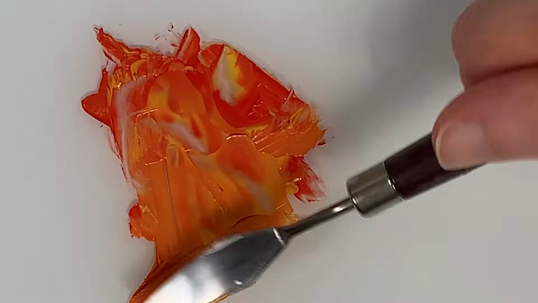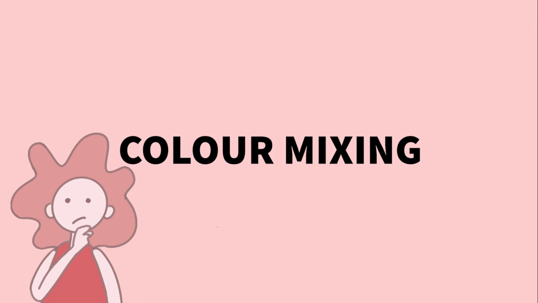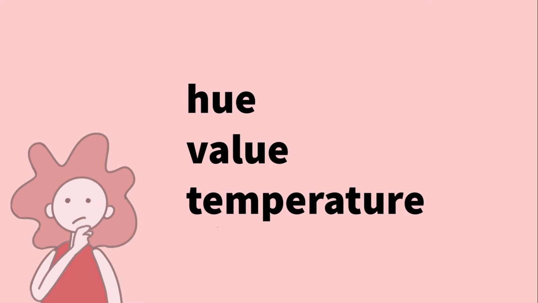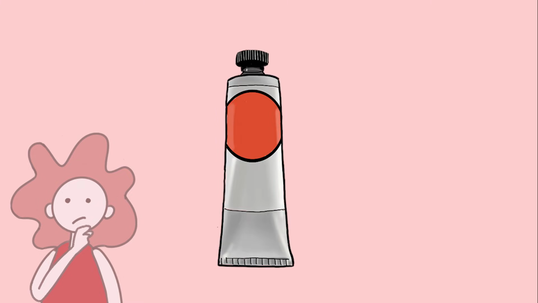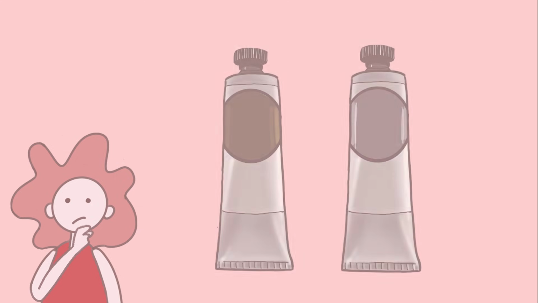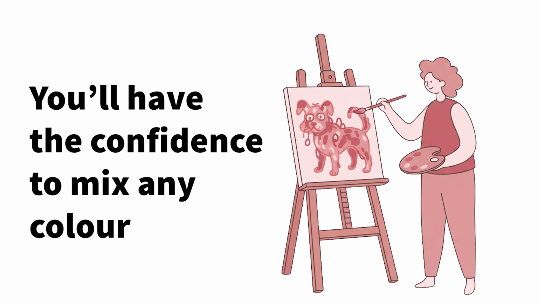Want to mix colours like a pro? Today I'm breaking down everything you need to know about colour mixing, from primary, secondary and tertiary colours to the secret tricks with hue, value and temperature. I'll show you how to control your warm and cool colours, how white and black affect your mixes, and even how to create perfect browns and greys using complementary colours. By the end of this video, you'll have the confidence to mix any colour you see and bring your paintings to life. Let's get started.